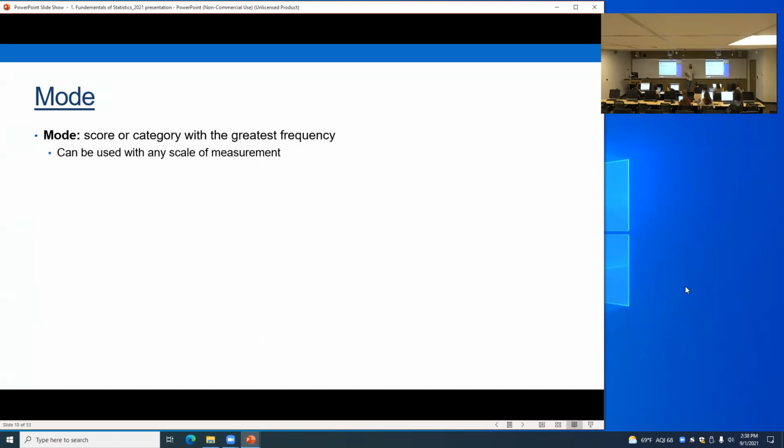Okay. Mode, this is pretty simple, straightforward. For the most part, this is just the one with the greatest frequency. The nice thing about mode is we can use mode with any scale of measurement.